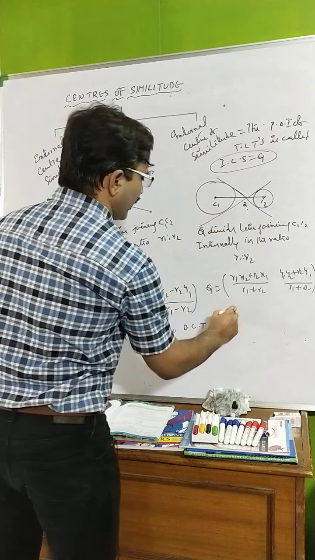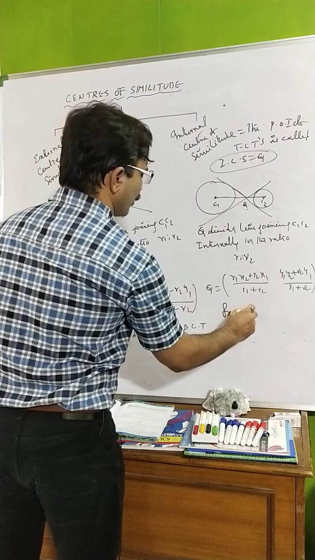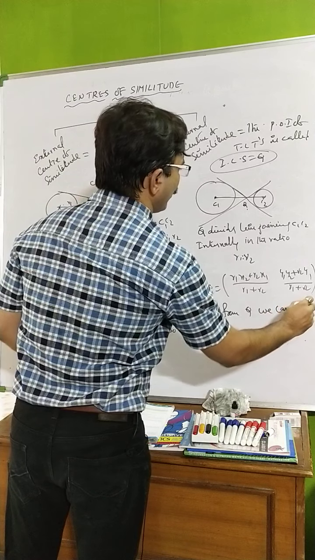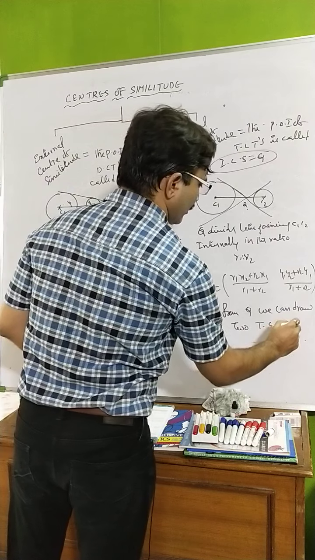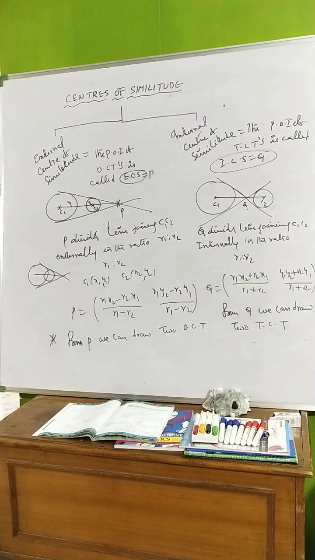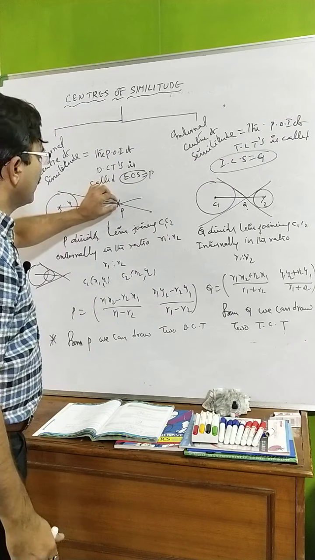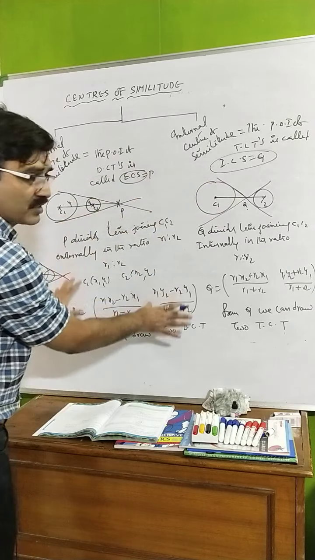Now, how many tangents from Q can we draw? 2 transverse common tangents. Now you see here how we are going to find the external center of similitude, and the internal center of similitude. And how many tangents can be drawn from the external and internal center of similitude? These are all things we discuss here.